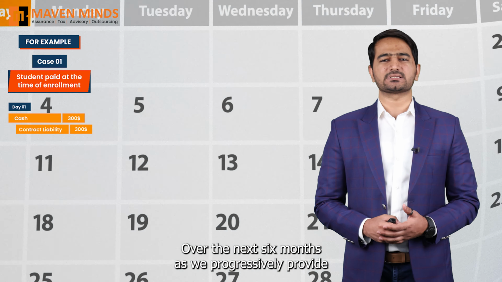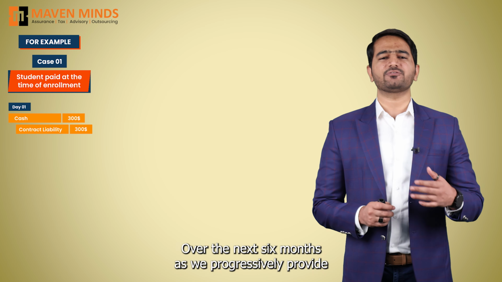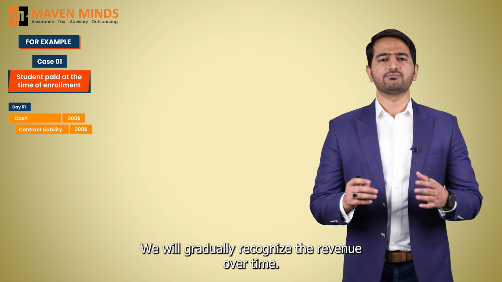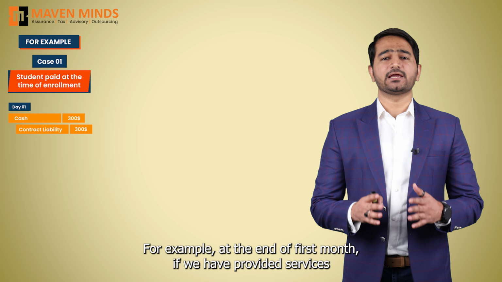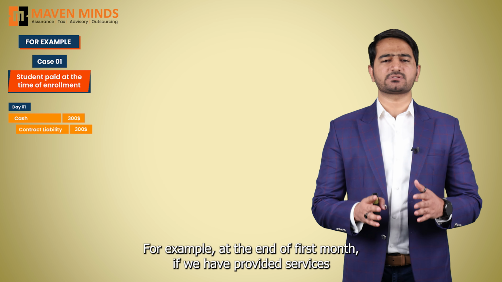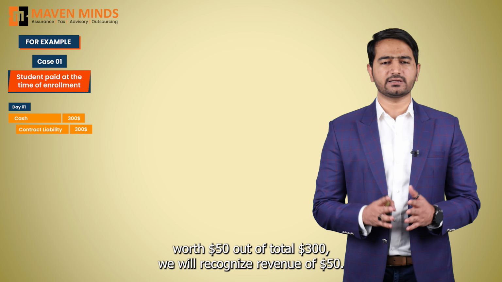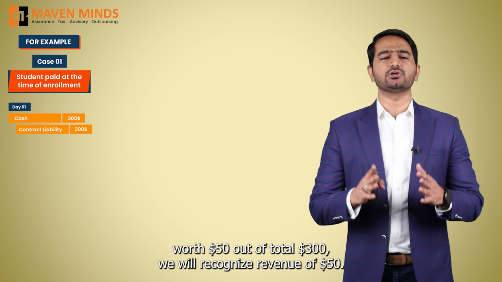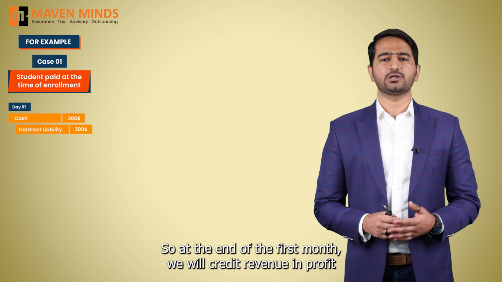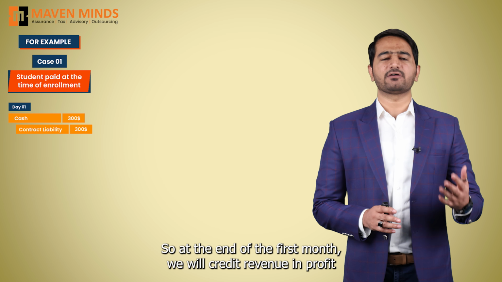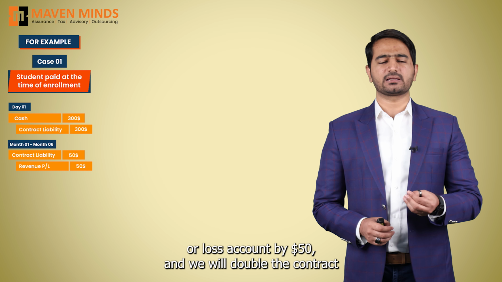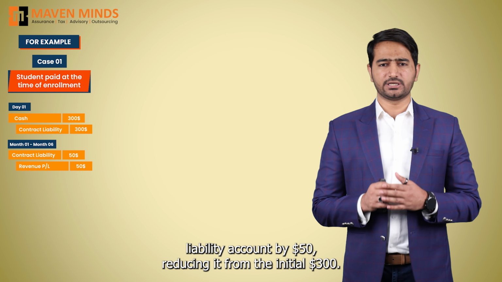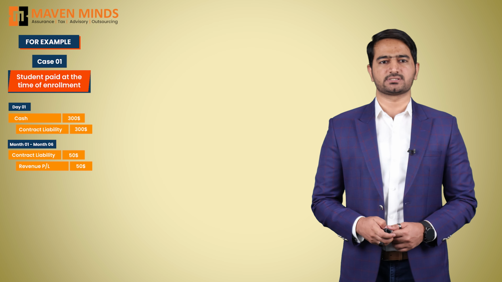Over the next 6 months, as we progressively provide financial reporting classes to the student, we will gradually recognize revenue over time. For example, at the end of the first month, if we have provided services worth $50 out of the total $300, we will recognize revenue of $50. So at the end of the first month, we will credit revenue in the profit and loss account by $50 and we will debit the contract liability account by $50, reducing it from the initial $300.